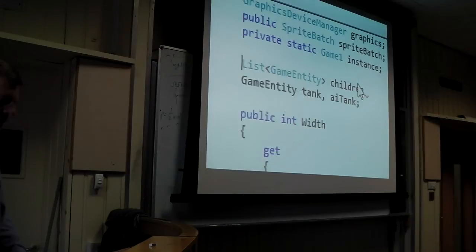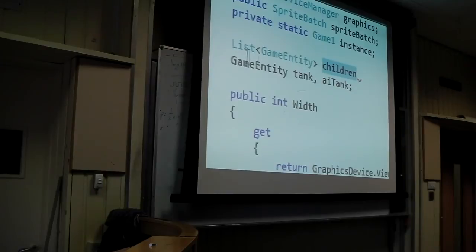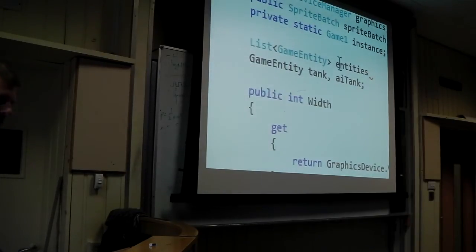because they're children of the game, if you like, even though that's not quite right. There's a concept in games programming called a scene graph, and that's where this word children comes from. And why don't we maybe pick a better name for it. What's a better name for all the things we want to keep track of? How about just entities? Right. Yeah, that makes more sense. Right, so there's a game entity, and they're called entities.